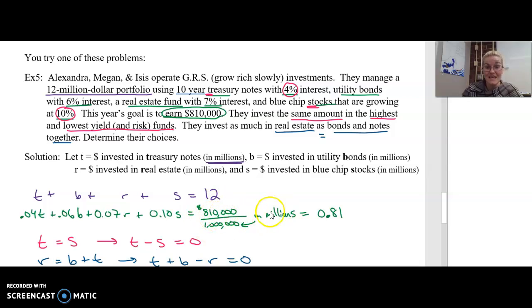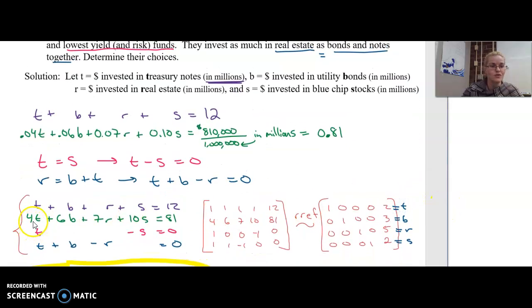But what is this in millions? We'd have to divide that by a million. So it's equal to 0.81, right? So one of the things I'm going to do very quickly is, again, get rid of all of the decimals, and I'm going to turn that into 4t plus 6b plus 7r plus 10s equals just 81. T plus B plus R plus S equals 12.